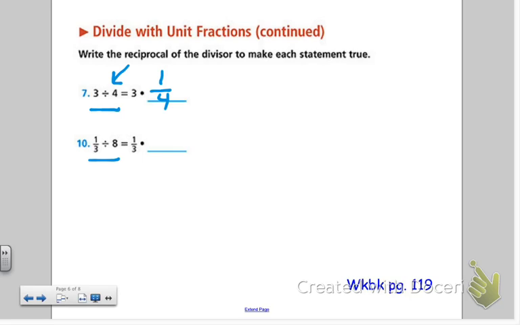Over here we have 1/3 divided by 8. Well, our second number, our divisor, is 8. So I'm going to flip it, and it's now going to become 1/8. And notice we are now multiplying. We would just do 3 times 1/4 in number 7, or 1/3 times 1/8 in number 10.